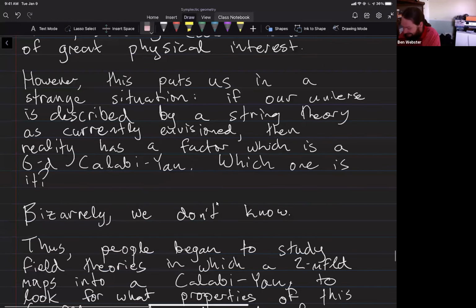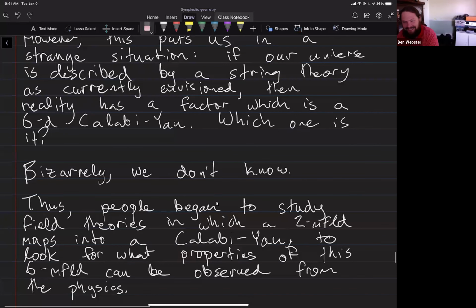All right, so people said, how can we make observations out of physical theory which would tell us what Calabi-Yau those 6 dimensions are? This seems like a pretty important physical problem, to understand what the structure of the other dimensions of the universe are, assuming that they exist.